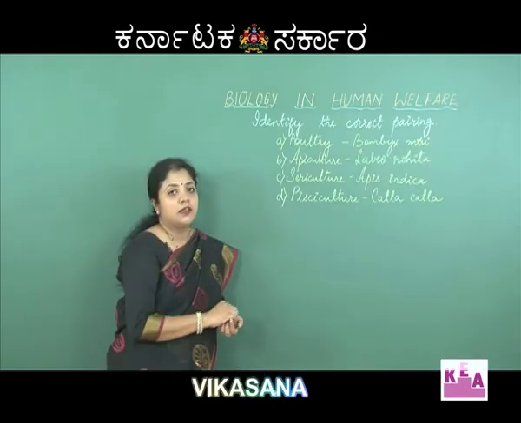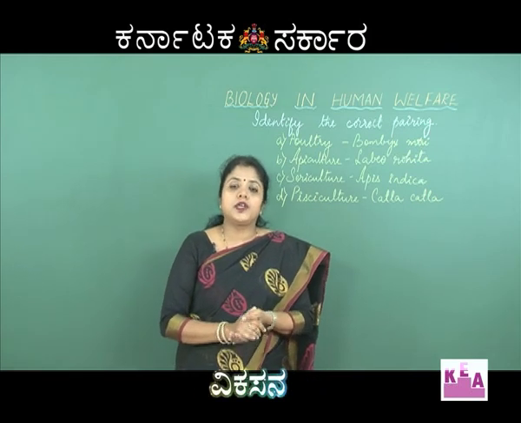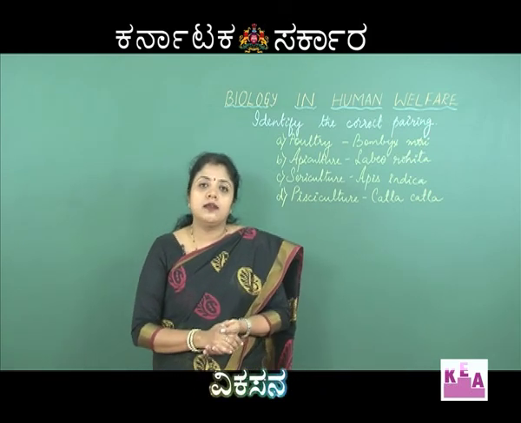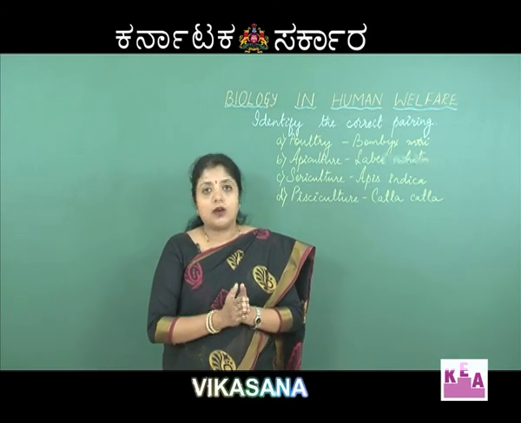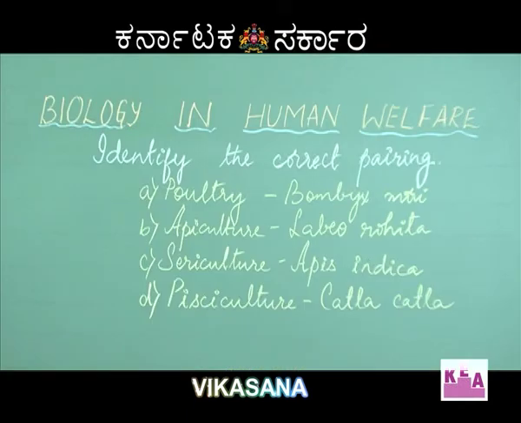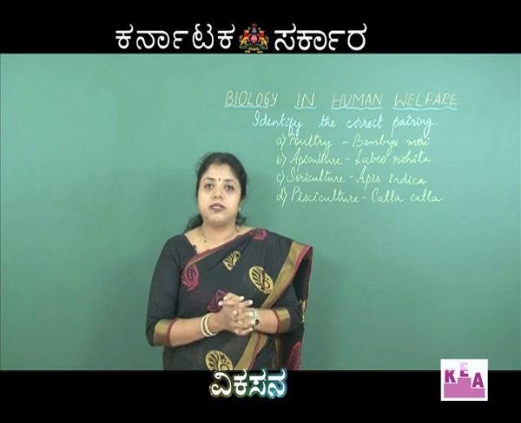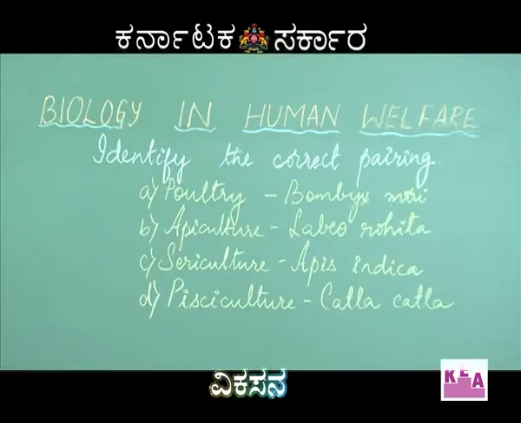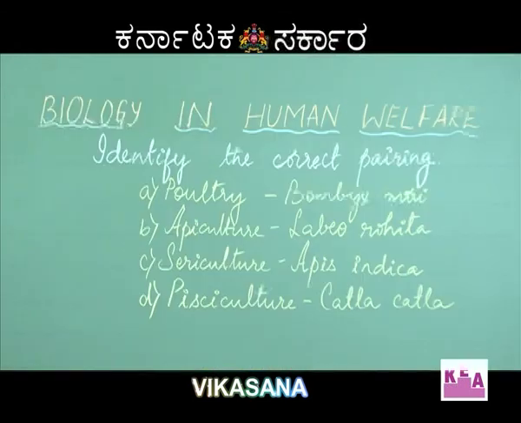Now, here you need to understand what these terminologies mean. Poultry is wherein birds are reared for meat or for eggs. Apiculture is rearing of bees for the purpose of obtaining honey and beeswax. Sericulture is wherein silk moths are reared to obtain silk, and pisciculture is the rearing of fishes.